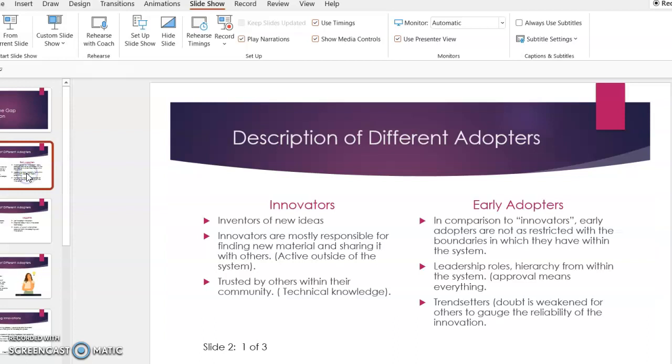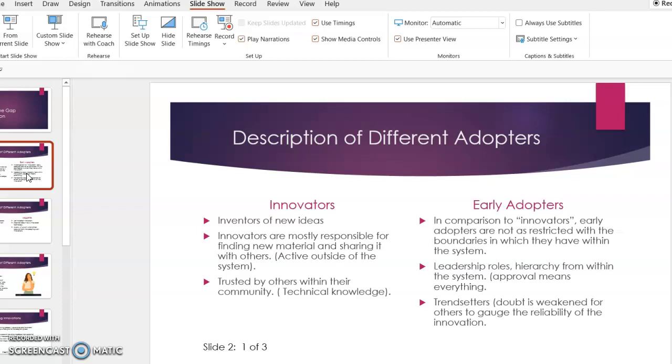And we're going to go ahead and get started with a description of the different adopters. The different adopters are identified as the innovators, early adopters, laggards, early majority, and then there's late majority. I'm going to go through those different types of adopters that we may see in a working environment, whether it's in a school, a school system, school district, or what have you, whatever working environment that you have exposure to.